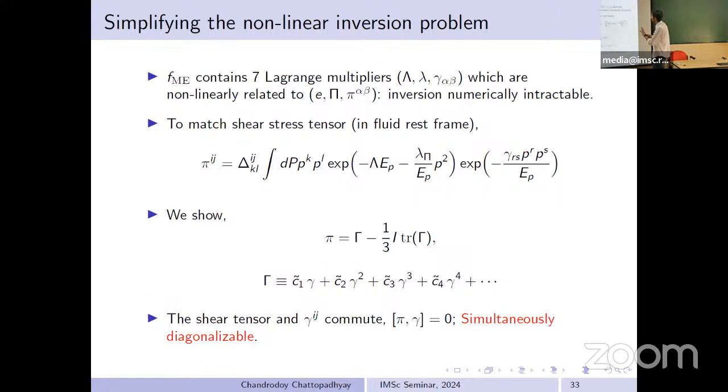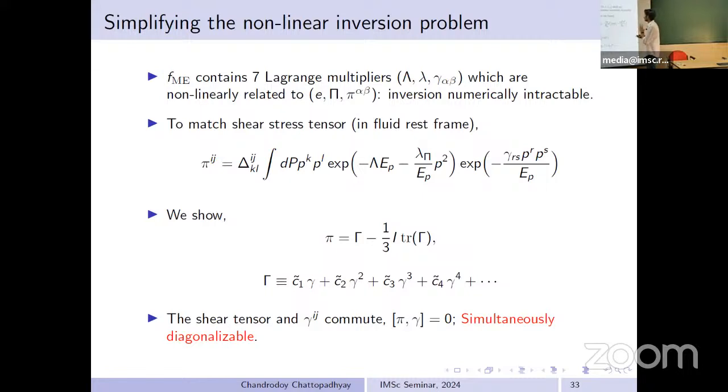Even at this stage, the maximum entropy distribution consists of 7 Lagrange multipliers. This is orthogonal to U mu, traceless and all that, so this reduces it to 5. So 5, 6, 7, which are non-linearly related to the energy density and the off-equilibrium stresses. Even for these 7 parameters, one has to do a 7-dimensional numerical inversion, which becomes very challenging. But somehow we can do better than that.